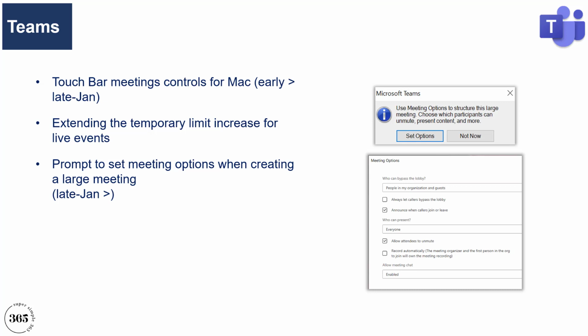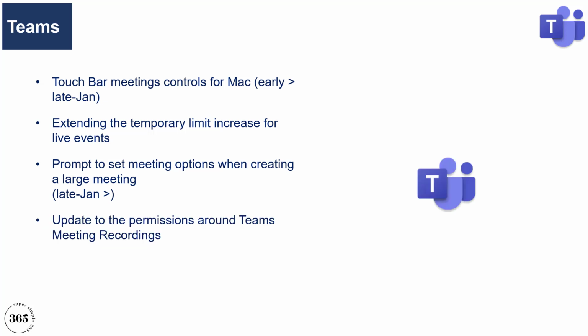That's annoying. Allowing attendees to unmute, who can present, all these sorts of settings. So if you've got a large meeting, more than 40 people, it's going to automatically prompt you to do that. I reckon those big meetings will be a little bit tidier because it's not relying on people to remember that anymore.